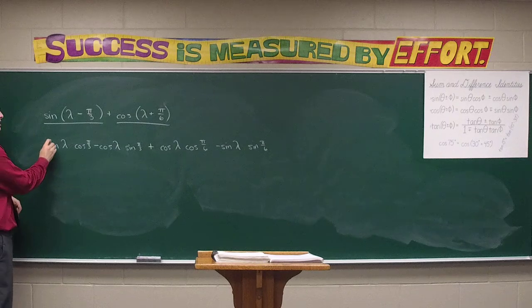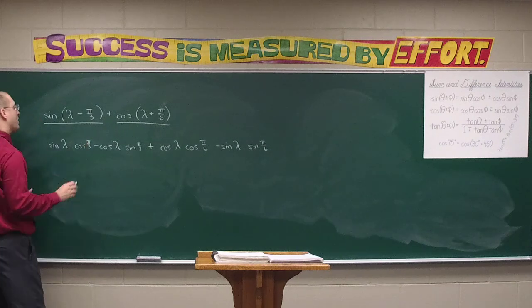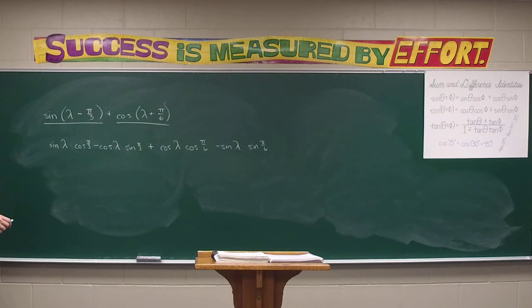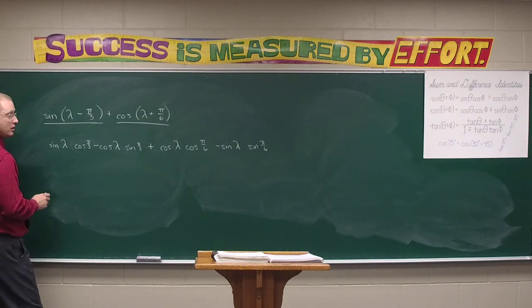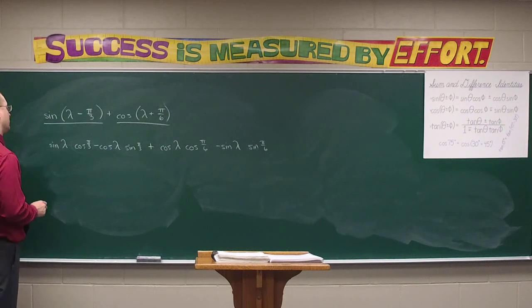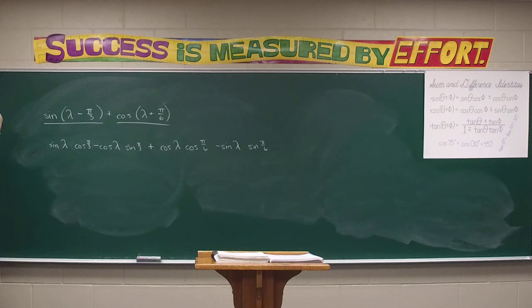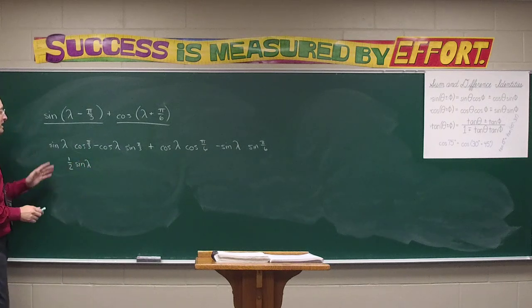Now, you can't do anything with the sine of lambda because you don't know what it is. But you can do something with cosine of pi over 3. See, lambda is an unknown angle. Pi over 3 is known. We know pi over 3 is the same thing as 60 degrees. And what's the cosine of 60? Adjacent over hypotenuse, so one half. So we get one half sine lambda. That's what this term becomes.